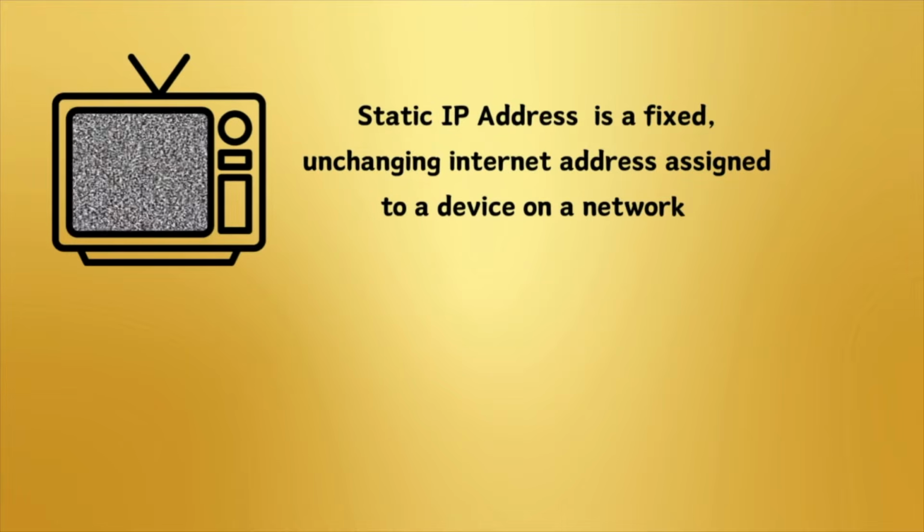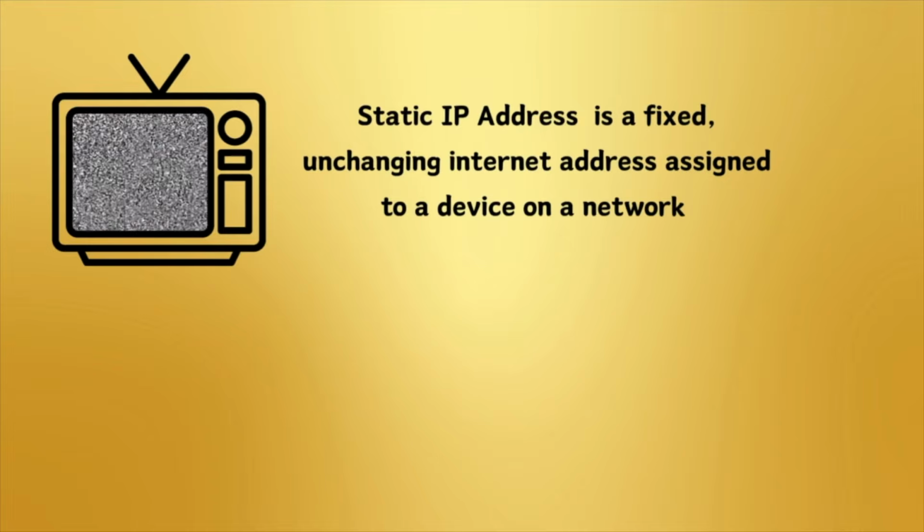A static IP address is a fixed, unchanging internet address assigned to a device on a network. So if you think of static like static on a TV, it doesn't change. It's always fuzzy, it always looks the same, and so it's very static, it doesn't move, it doesn't change. That is the definition of a static IP address.